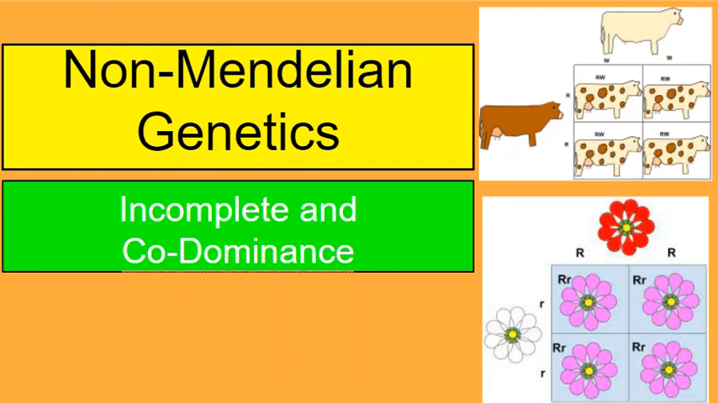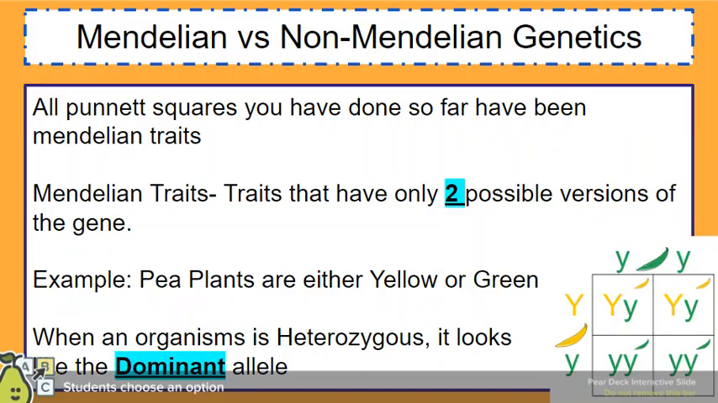Previously, what we have learned about has been Mendelian genetics. Mendelian genetics is when two traits have a dominant and a recessive, meaning that if somebody is heterozygous, they have a dominant and recessive allele, they're going to look dominant, no exceptions. Non-Mendelian genetics is the opposite of that.